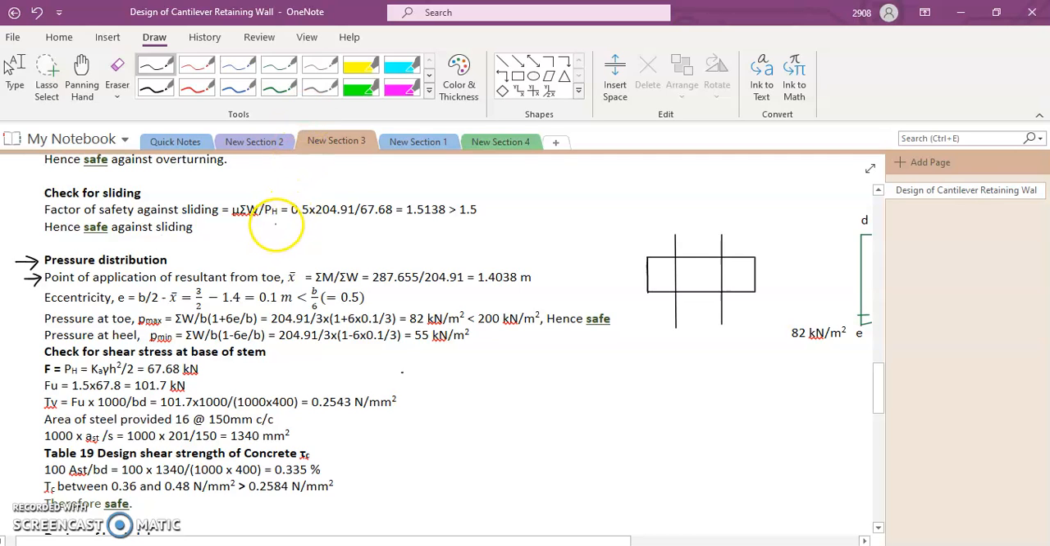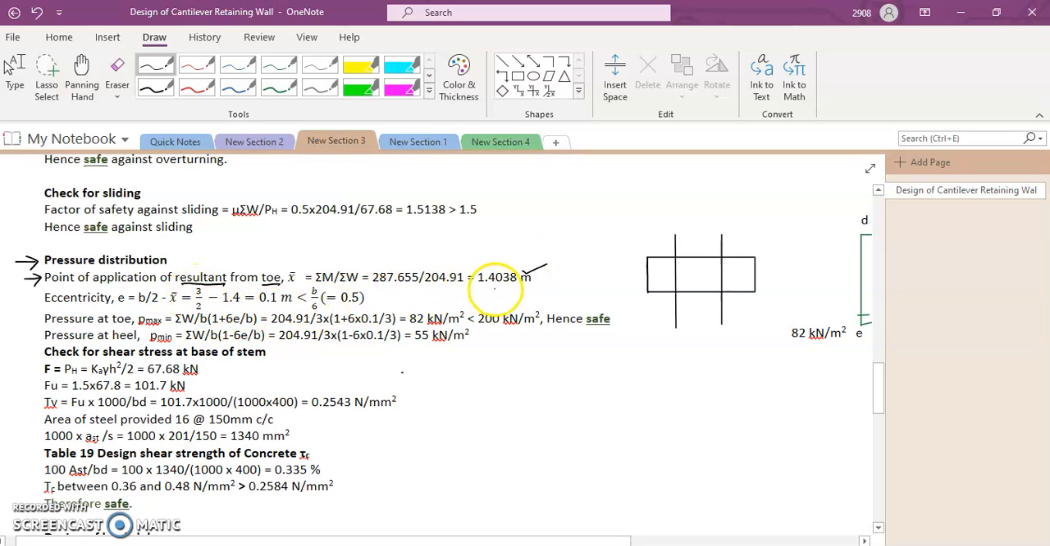Now these forces are applied at different points and we need to find out what is the point of application of the resultant from the toe. So that is denoted by x bar and it is given by summation M upon summation W, which we had calculated from the table. So the values of summation M and W are 287.655 kilonewton meter and 204.91. So on substitution we will get x bar as 1.4 meter.